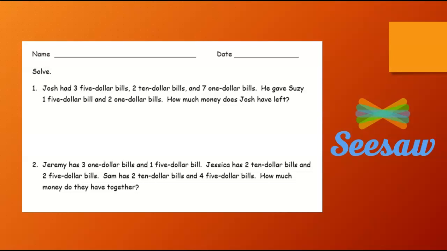Number 2 says Jeremy has 2 $1 bills and 1 $5 bill. Jessica has two $10 bills and two $5 bills. Sam has two $10 bills and four $5 bills. How much money do they have together?